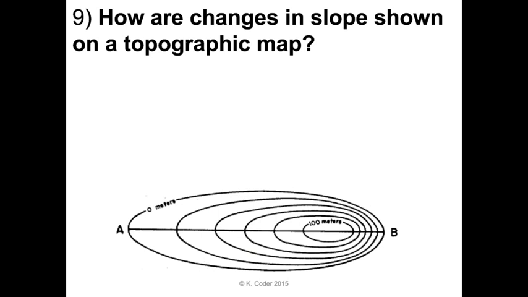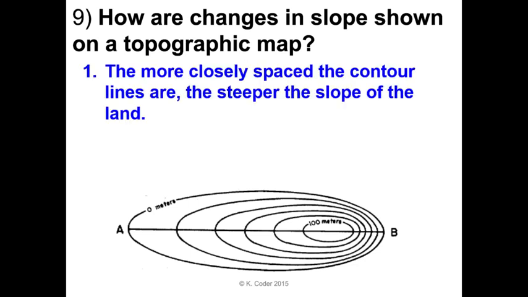When we look at the map below, how do we distinguish how steep something is by looking at the contour lines? The more closely spaced the contour lines are, the steeper the slope of the land. So think to yourself, where is it steeper on this mountain? Which way would I want to hike up this mountain? Would I want to come from the direction of A or from the direction of B? The steeper side would be B, where the lines are more closely packed together.